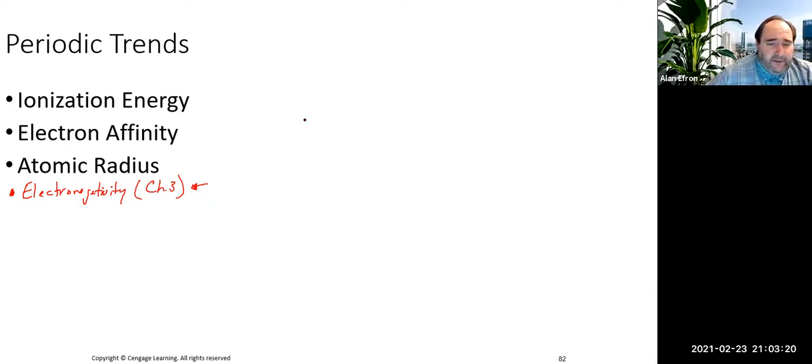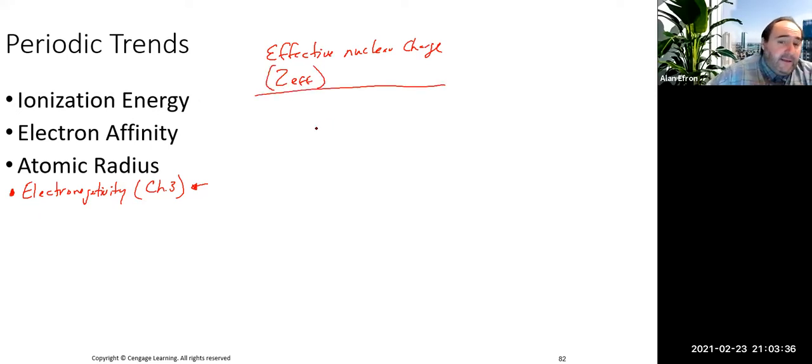So let us start with an idea sometimes referred to as effective nuclear charge, sometimes referred to as Z effective. It's really the phenomenon that occurs when we have a lot of electrons, and some are near the nucleus, and there are other ones that aren't so near the nucleus.